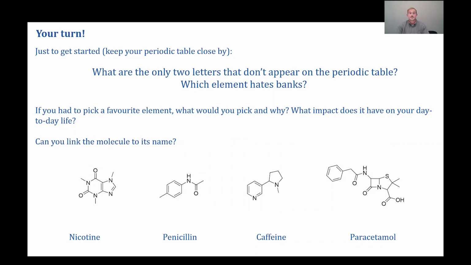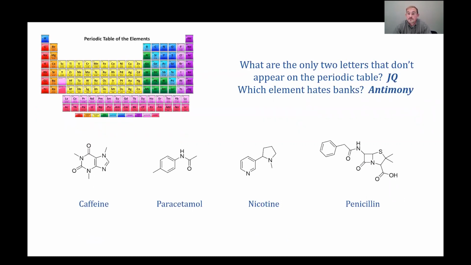Finally, these four molecules, linking them to their names, we can see here. These are molecules I'm sure you'll all have encountered: caffeine, paracetamol, nicotine, and penicillin, and this is what they look like. Hopefully these skeletal structures aren't too confusing. There should be something in your pre-lesson pack about what this means. But again, any questions, do feel free to fire them in.